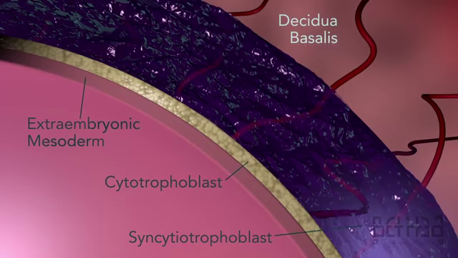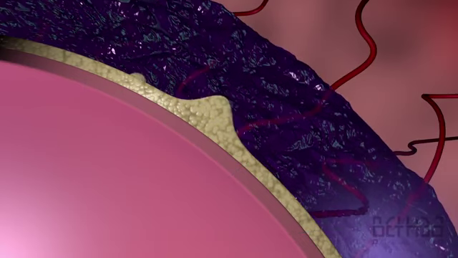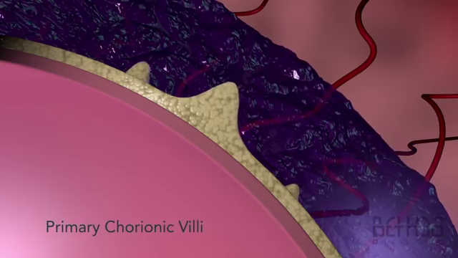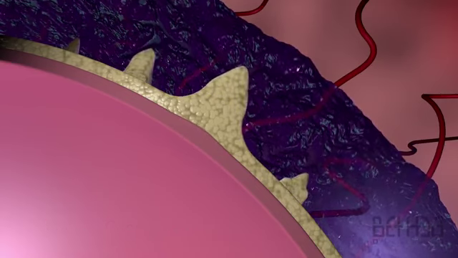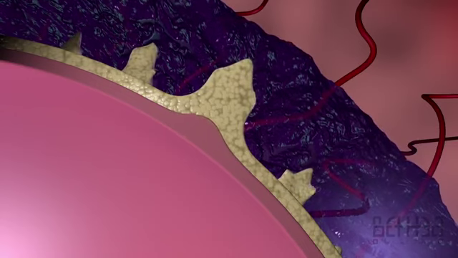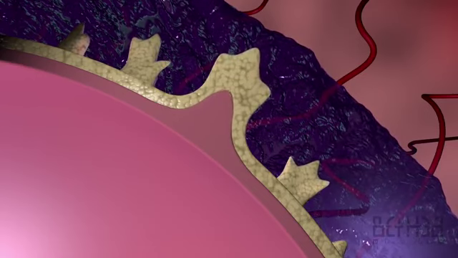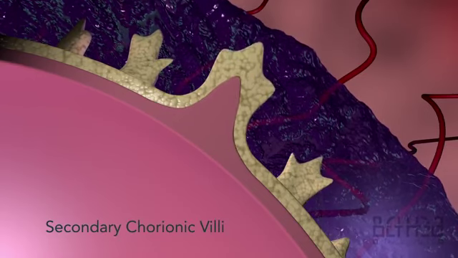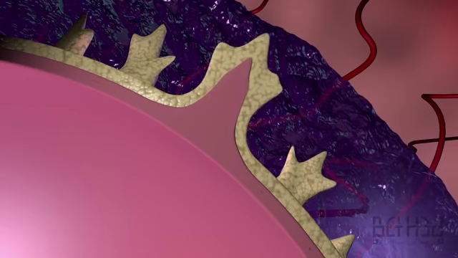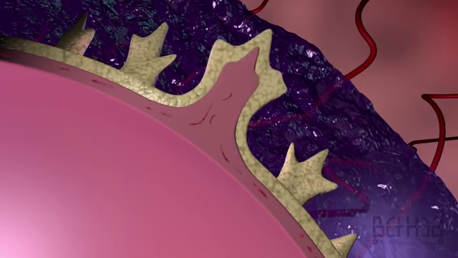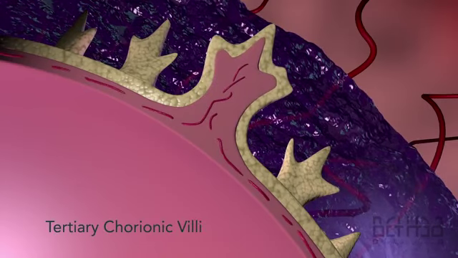Toward the end of the second week, small projections of the cytotrophoblast begin to expand into the syncytiotrophoblast, forming primary chorionic villi. Early in the third week, extraembryonic mesoderm grows into these villi, forming a core of loose connective tissue, at which point the structures are known as secondary chorionic villi. By the end of the third week, embryonic blood vessels have begun to form in the extraembryonic mesoderm of the secondary chorionic villi, transforming them into tertiary chorionic villi.